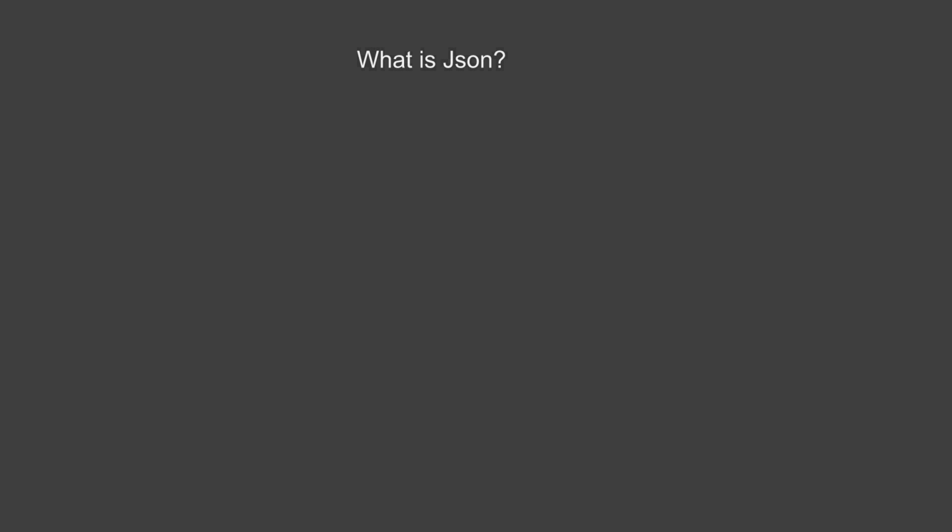So what is JSON? JSON stands for JavaScript Object Notation. It's an open standard which originated in JavaScript. It is basically a text format that can easily be parsed and manipulated in code, and is fairly readable to humans. Have a look at this JSON example.